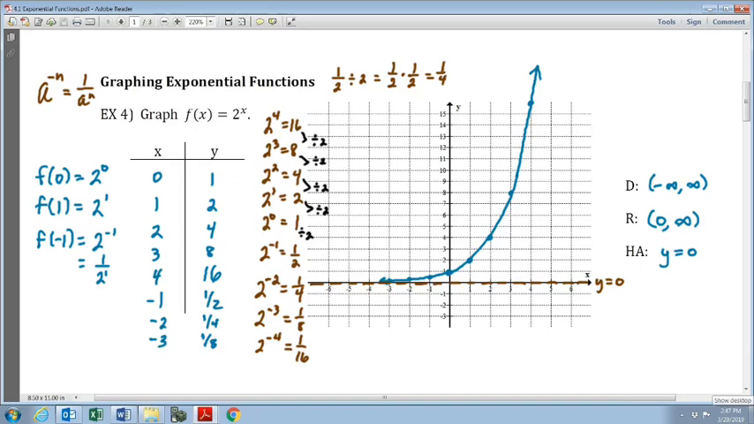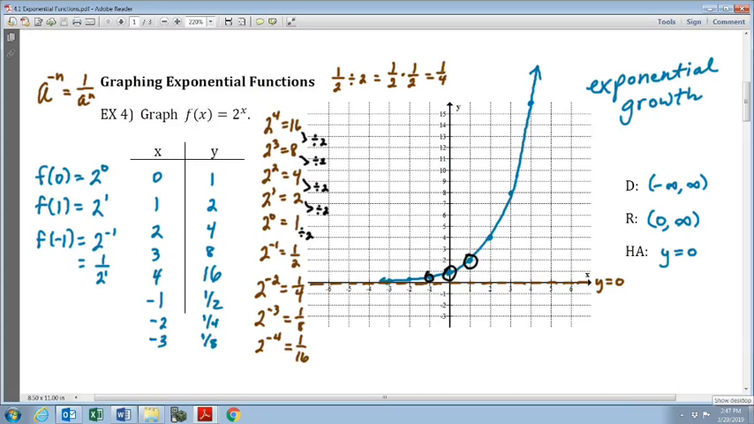Now again, the big feature of this graph is it has what we call exponential growth, which means it's growing super fast. It's like if you put a bunch of rabbits out in some community, next thing you know, you're going to have a ton of rabbits. They grow fast. They grow exponentially. That's the idea. Let's go ahead and move on to example 5.